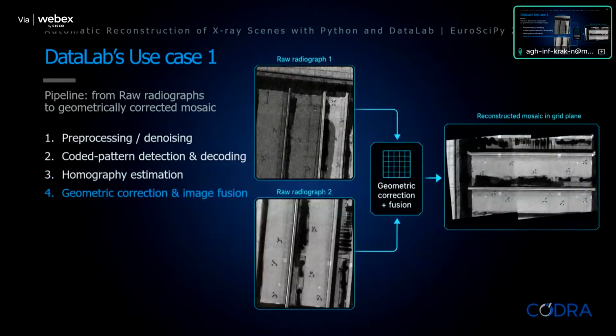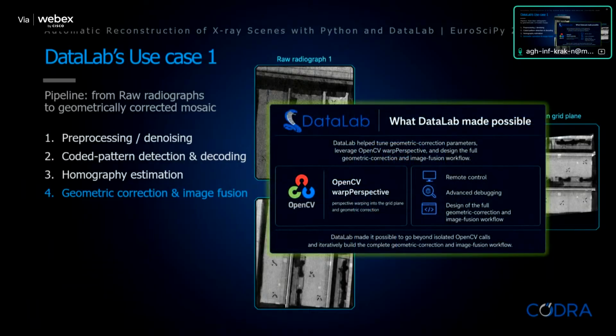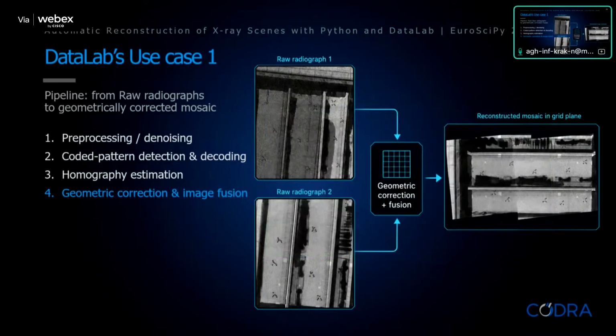And the final step is the geometric correction. So we apply the homography transform to the image, and we do the image fusion. So again, DataLab made this possible using the warpPerspective function from OpenCV. So here you have the full field scene, which has been reconstructed using individual images. You see that there are individual corrections which are different from one sub-image to another.